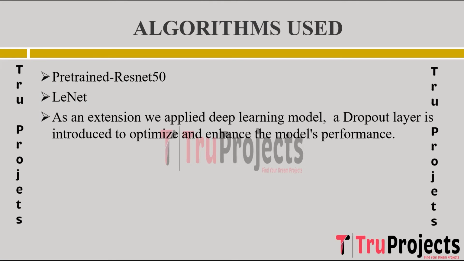As an extension, we applied a deep learning model. A dropout layer is introduced to optimize and enhance the model's performance. Dropout is a regularization technique used in neural networks to prevent overfitting. It randomly deactivates or drops out a fraction of neurons during training, forcing the network to learn more robust features.